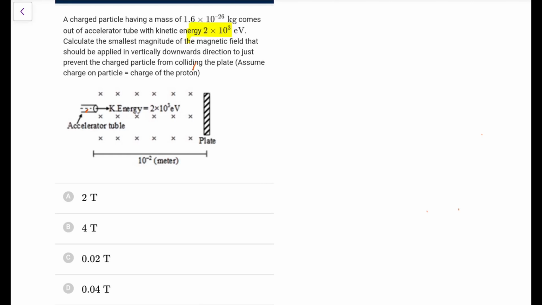Calculate the smallest magnitude of the magnetic field that should be applied in vertically downwards direction to just prevent the charged particle from colliding the plate. Just preventing it from colliding the plate means it should go like this. So in the limiting case, the radius would be 10 to the power minus 2 meters.